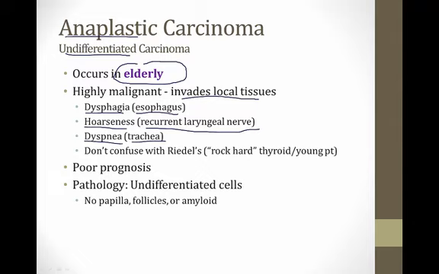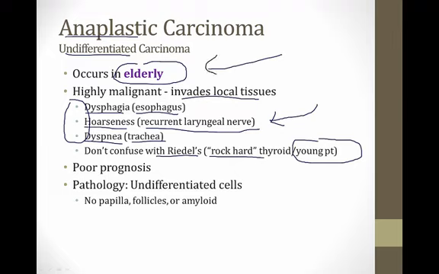And in the module on thyroid disorders, I talk about a condition called Riedel's thyroiditis. Riedel's thyroiditis can also cause these things. However, Riedel's thyroiditis presents as a rock-hard thyroid, and it occurs in younger patients. When you see these types of symptoms in an elderly patient, you should think that they probably have anaplastic carcinoma because the elderly are an unusual demographic for Riedel's thyroiditis.